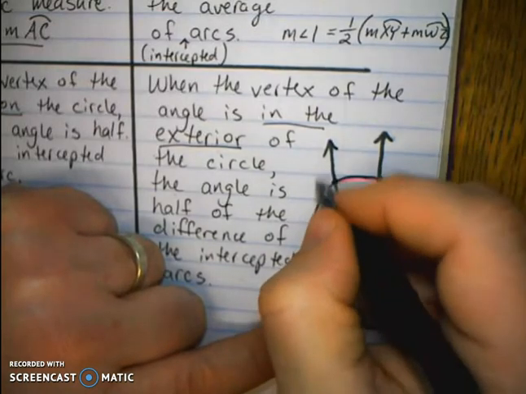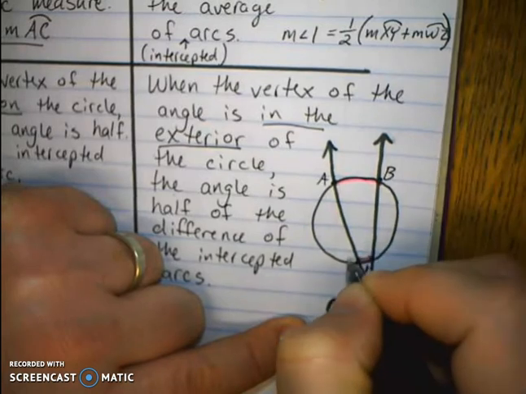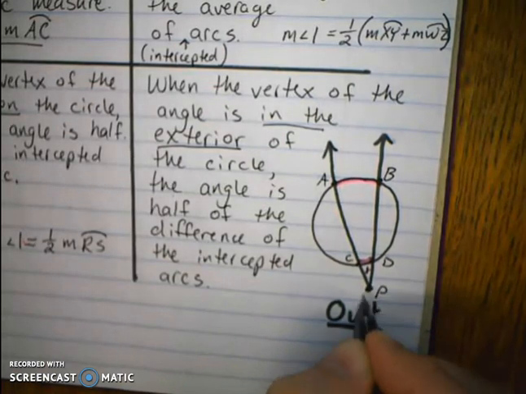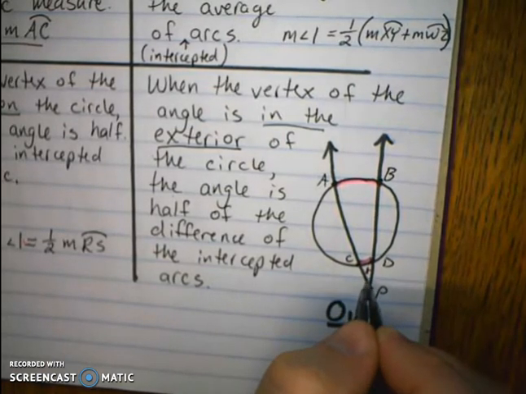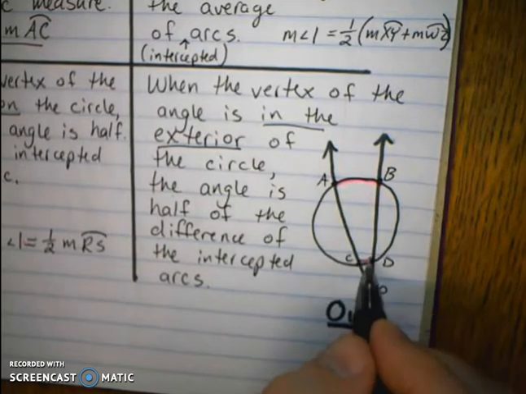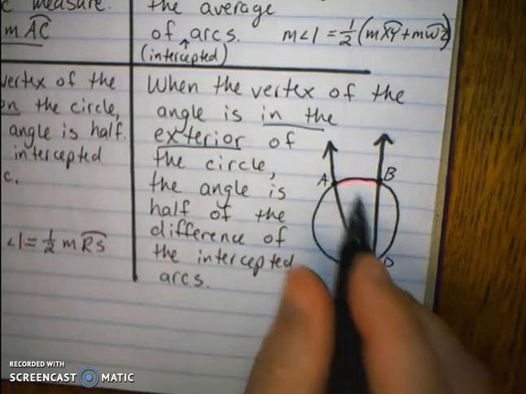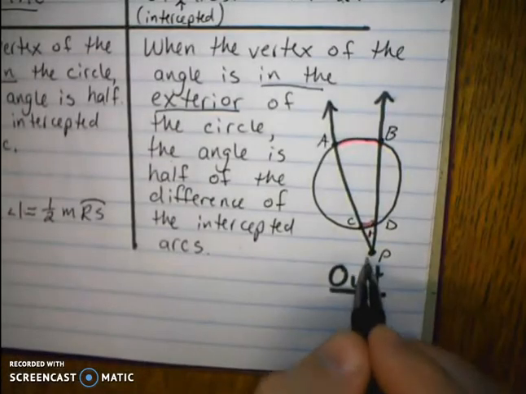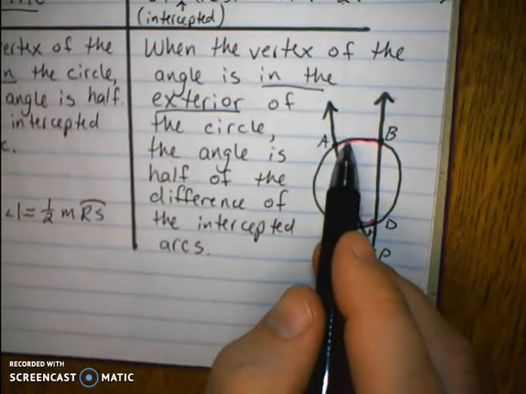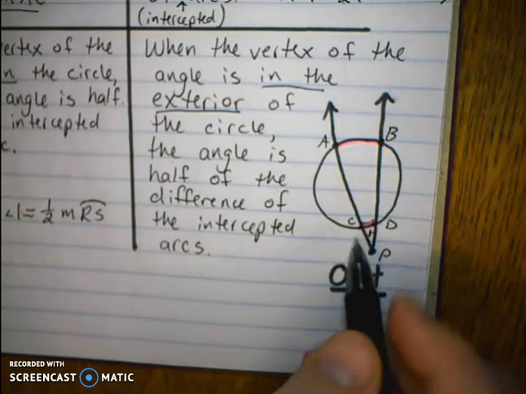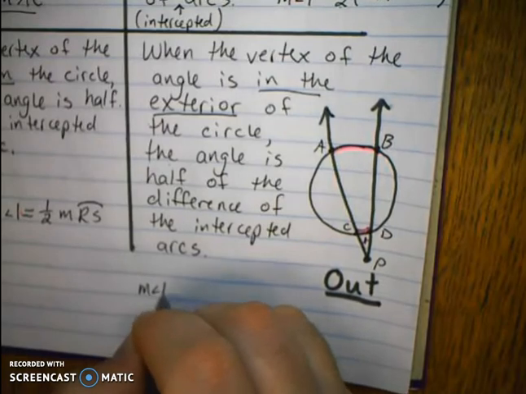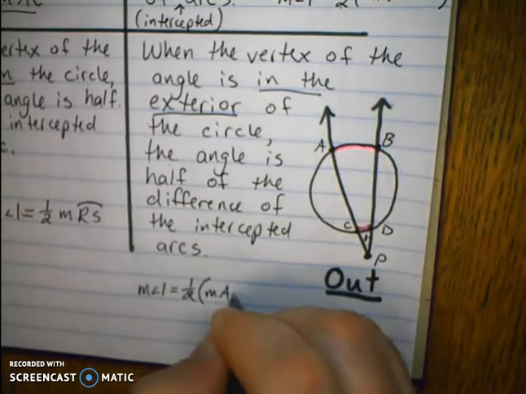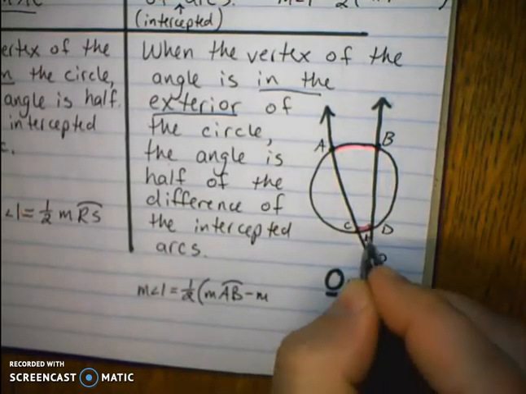Let's give them some letters. Let's take letters A, B, C, and D again. Okay, so this vertex of the angle, call it point P, is in the exterior of your circle. So this angle measure has these two intercepted arcs, and its measure is half of the difference of those two. Very much like above, where we added the two arcs and took half of that. When the vertex is outside, we're going to subtract the two arcs, and we always do the larger arc minus the smaller arc. We will never get a negative angle measure here. So in this case, the measure of angle 1 is equal to half of the measure of arc AB minus the measure of arc CD.